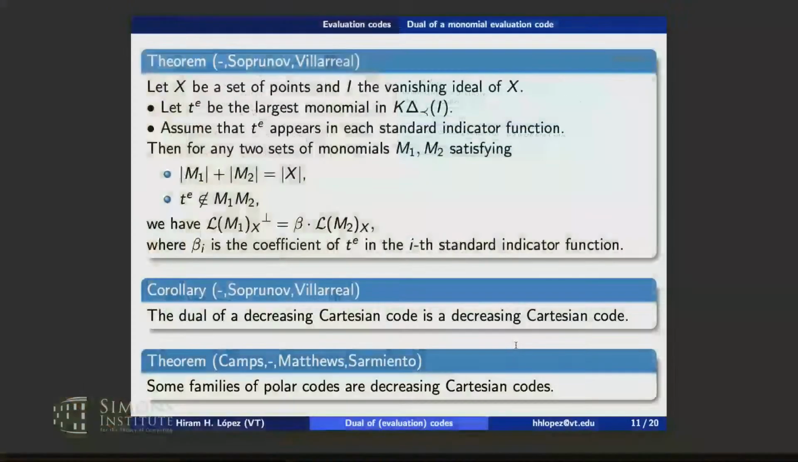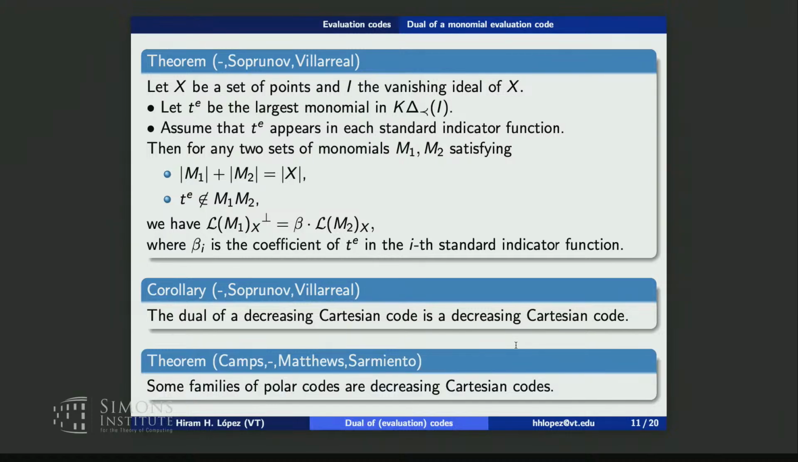And this is what I have here. The point is, this game can be generalized to the duals of monomial evaluation codes, as long as the code and the dual have the right dimensions, and when you multiply them, you don't get the highest power that appears on the indicator functions. This is how you can find the dual. And you can write something more general for Cartesian codes. You can have polynomials up to a certain degree, but actually you can have any set of monomials that is closed under divisibility. And when you do that, the game is going to be true.